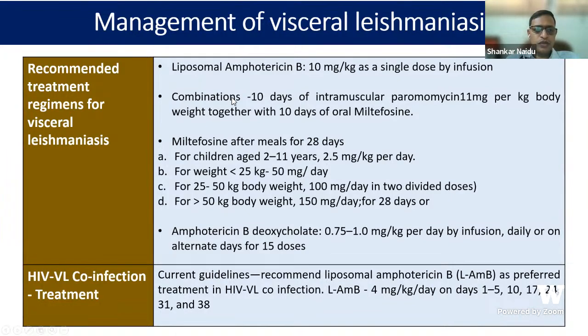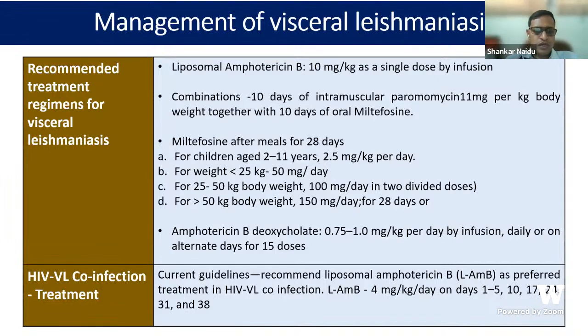The alternative regimen would be 10 days of a combination of intramuscular paromomycin and oral miltefosine. The paromomycin is given at a dose of 11 mg per kg, whereas for miltefosine, the dosage is based on the age and weight of the patient. In children, it is about 2.5 mg per kg per day, whereas in adults, depending on the body weight, it is either 100 milligrams per day or 150 milligrams per day in divided doses.